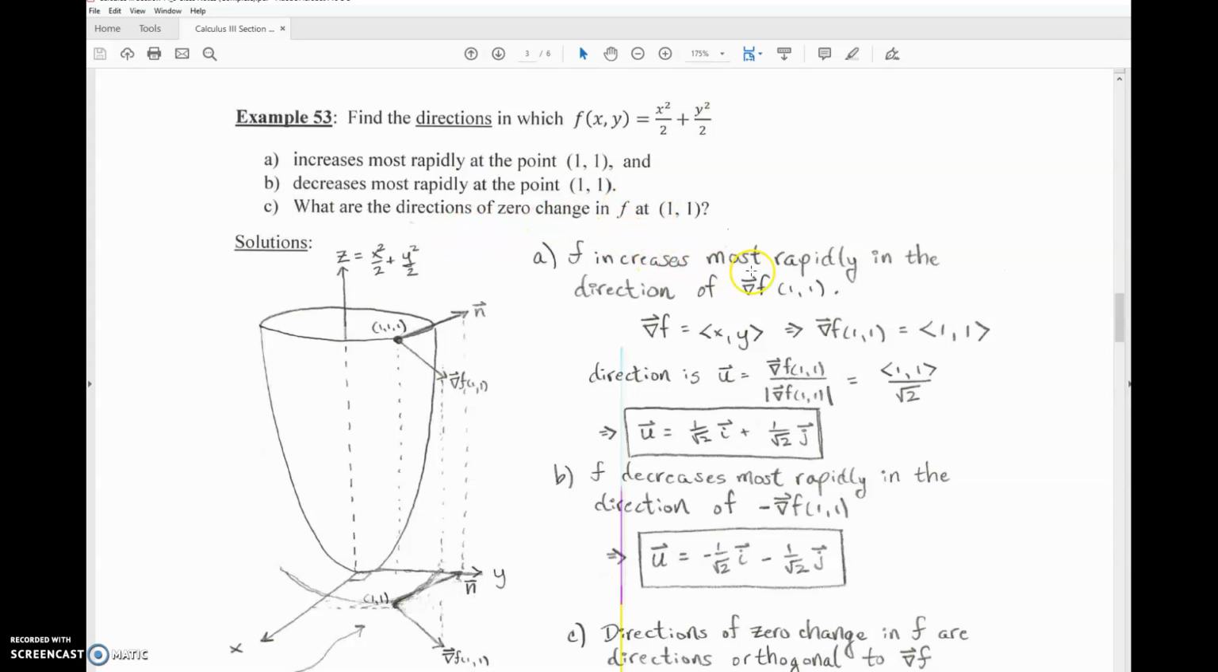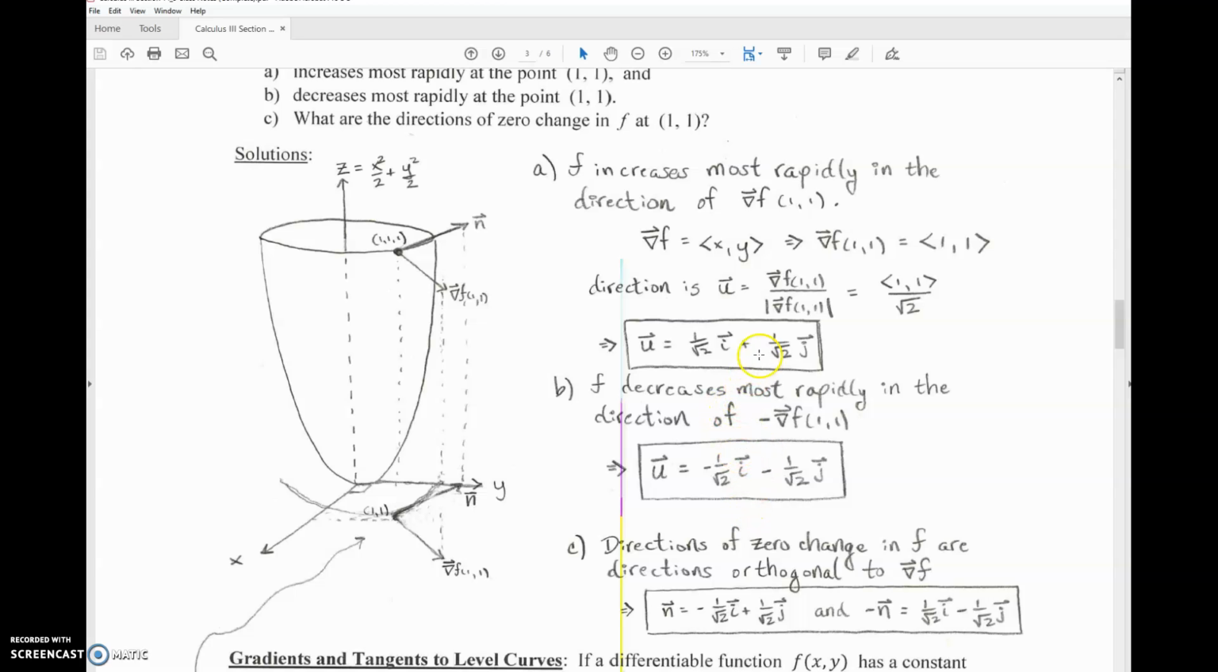So we just went over that. f increases most rapidly in the direction of the gradient vector. So the gradient of this function is x i plus y j, right? So it's just the vector x, y. So at 1, 1, that's the vector 1, 1. So that increases in the direction of 1, 1. So if I were coming from the origin out in the direction of 1, 1 would be this way. So this is like coming at a 45 degree angle out towards us, right? So this would be coming out this way. And that's the direction of increasing most rapidly. So then the direction it decreases most rapidly is the opposite of that direction.